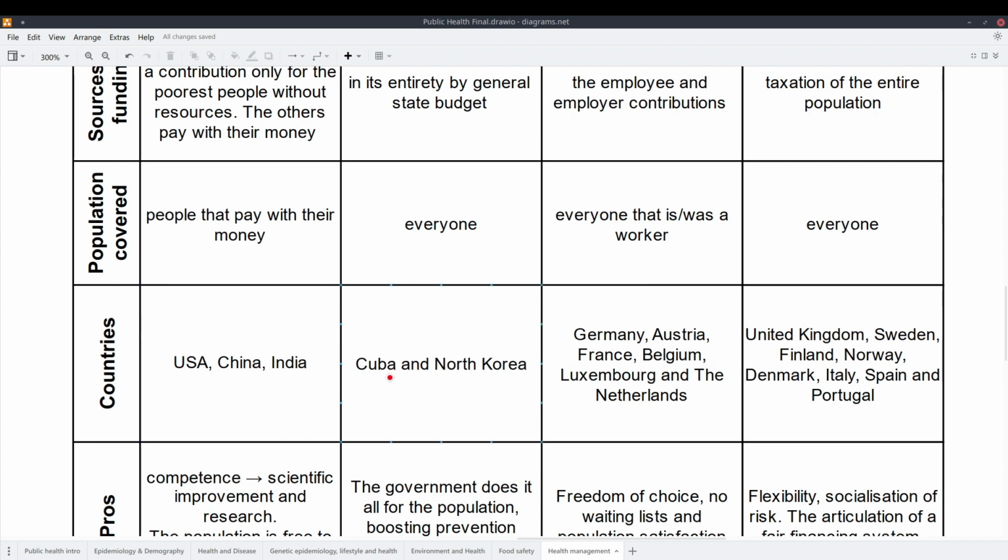The socialist model is used in Cuba and North Korea. The Bismarck is used in Germany, Austria, France, Belgium, Luxembourg and the Netherlands. Germany was the country in which this method actually was created. And then the Beveridge in the United Kingdom, Sweden, Finland, Norway, Denmark, Italy, Spain and Portugal.